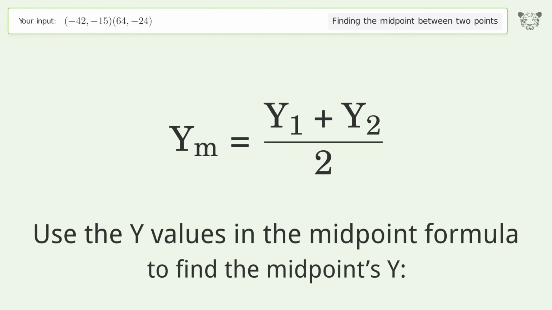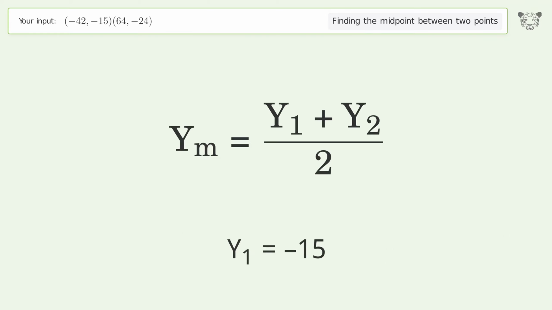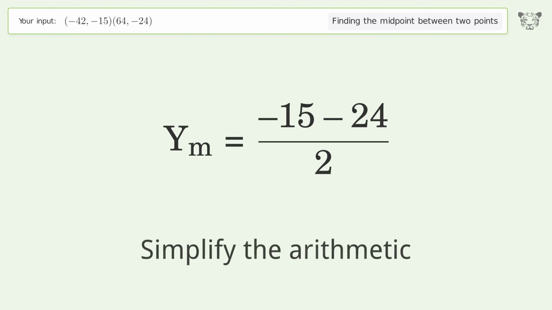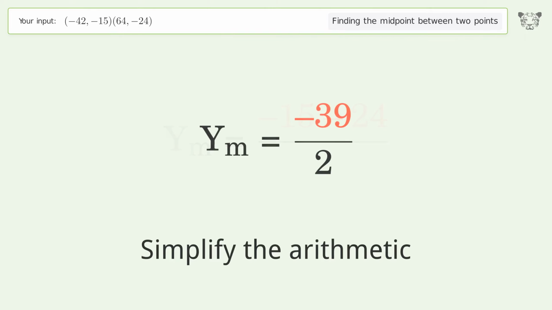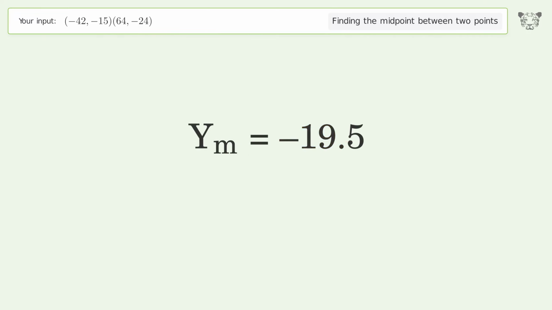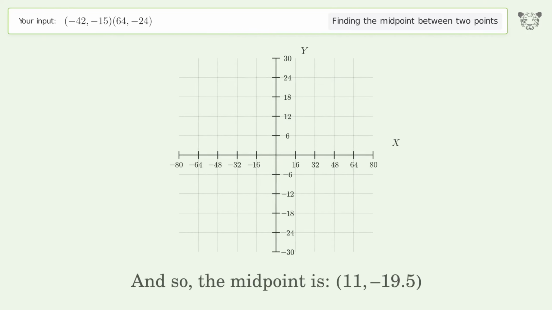Use the y values in the midpoint formula to find the midpoint's y. y1 equals negative 15. y2 equals negative 24. Simplify the arithmetic. And so, the midpoint is 11, negative 19.5.